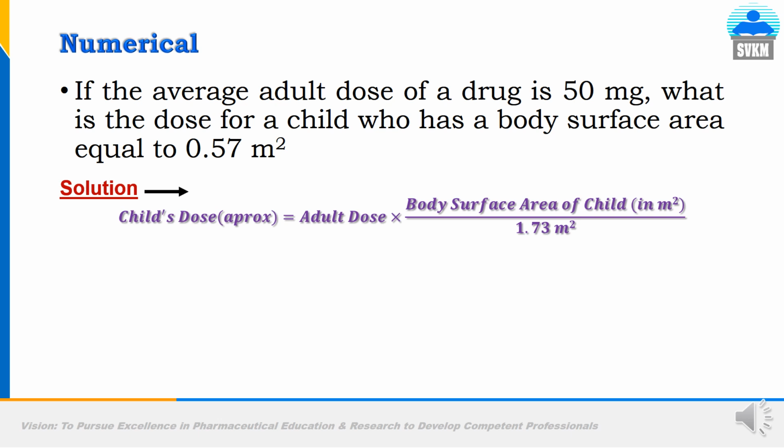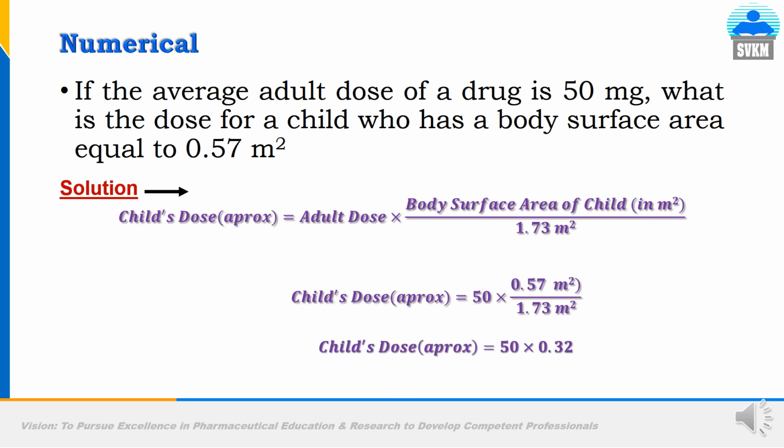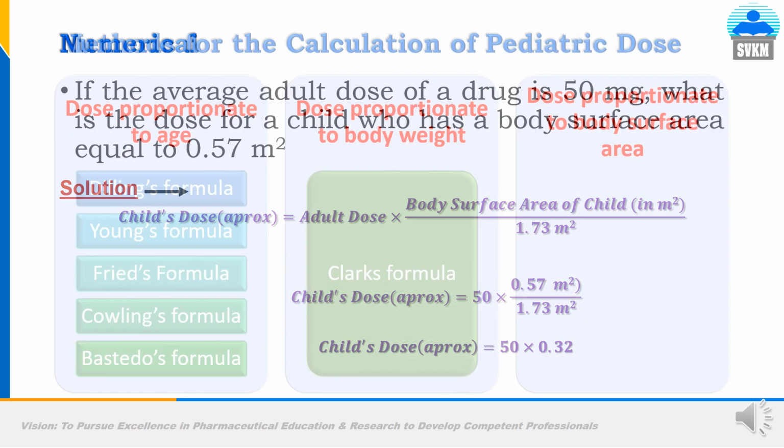When you put all the givens, that is adult dose here 50 and body surface area of that child 0.57 meter square, you will get this type of equation, right? When you solve it, you will get the pediatric dose based on the body surface area, right?